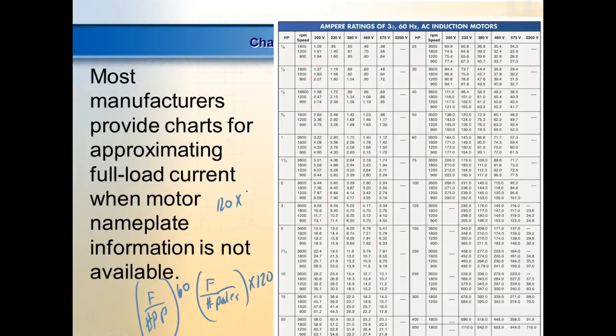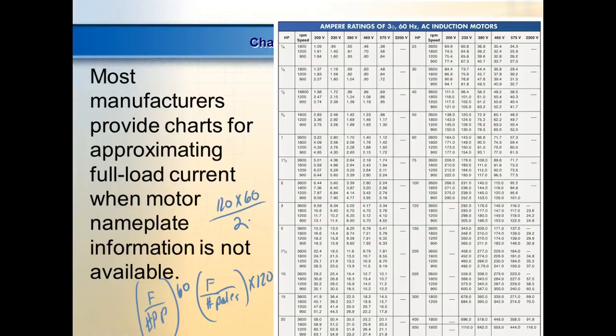What frequency did we use over here? 60. Divided by the number of poles. And that should give us the speed of the motor, which is 3,600 RPM. I don't do it in my head. It's just that I know a two-pole motor runs at 3,600. So these are the field speed. This is not the speed of the motor.